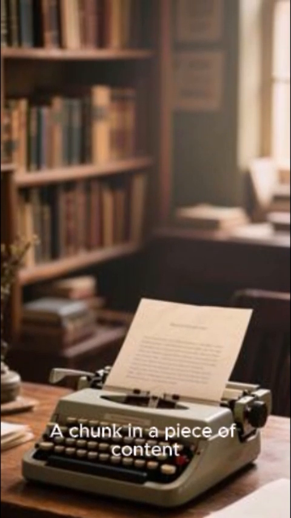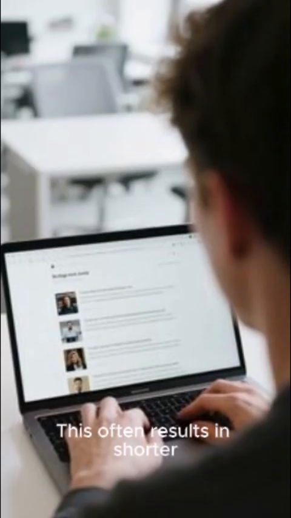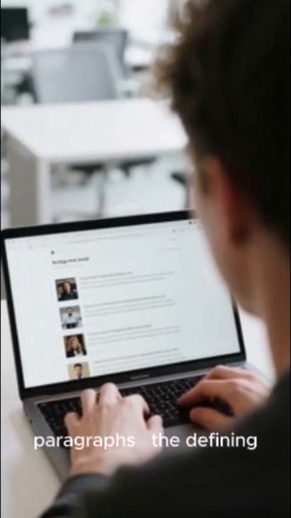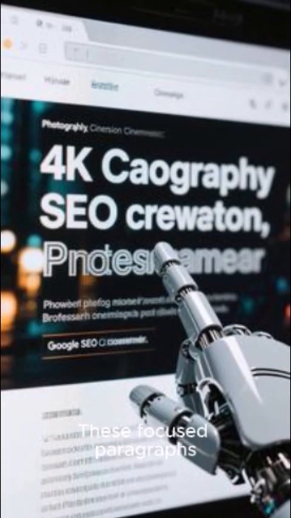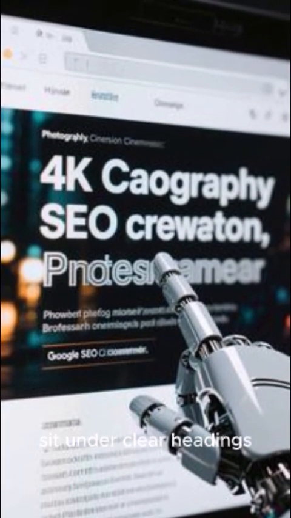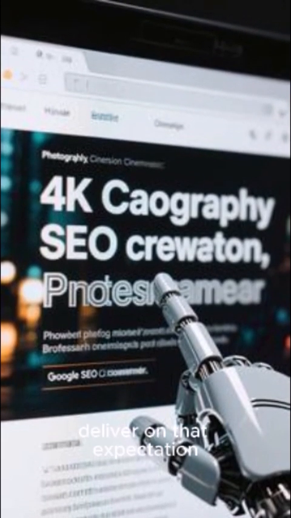A chunk in a piece of content should be long enough to explain one thought. This often results in shorter paragraphs. The defining feature is a singular focus, not the word count. These focused paragraphs sit under clear headings. The heading tells the reader what to expect, and the chunks beneath it deliver on that expectation.